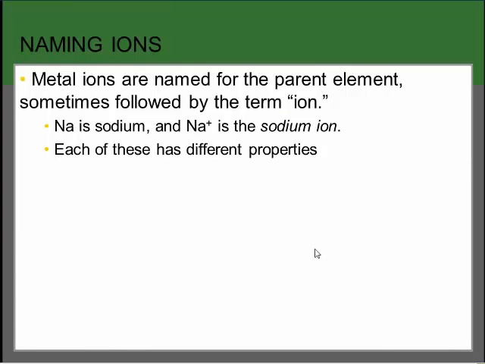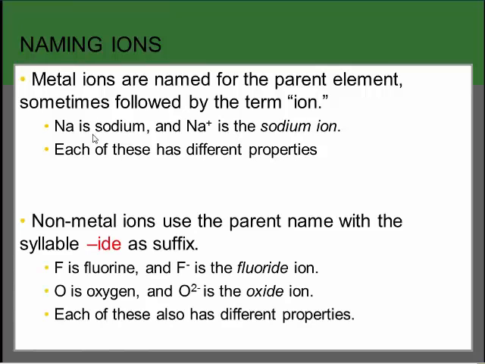So how do we name these ions? Metal ions are named for the parent element. Sometimes we follow by the term ion. So Na is sodium, Na plus is called the sodium ion, or sometimes just sodium. And each of these, sodium versus the sodium ion, has different properties. So it's important to be able to differentiate between them.